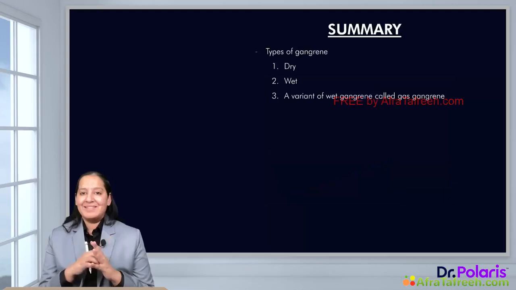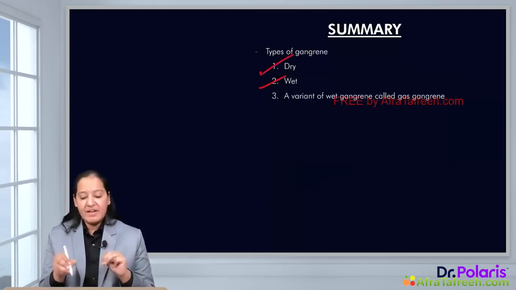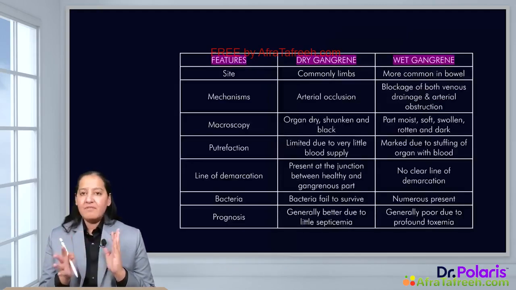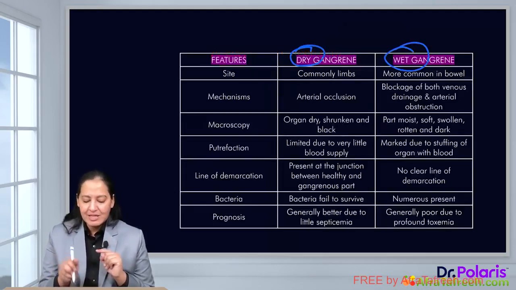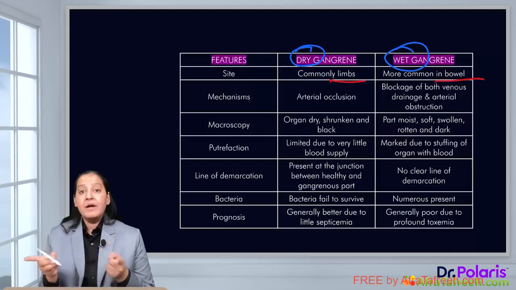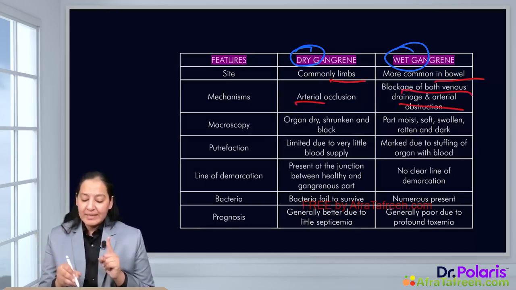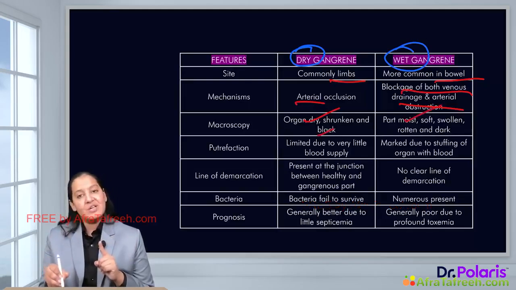That is the summary. There are 3 types of gangrenes: dry gangrene, wet gangrene, and a special variant of wet gangrene which is known as gas gangrene. We have learned the differences between dry and wet. Dry gangrene usually occurs in limbs. Wet gangrene usually occurs in bowel. So site is different. Dry gangrene occurs due to artery occlusion. Wet gangrene occurs due to both artery and vein occlusion. In dry gangrene, the organ is dry with black color. In wet gangrene, the organ is moist with dark black color.